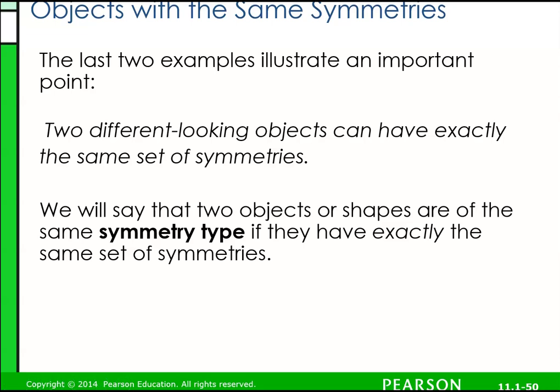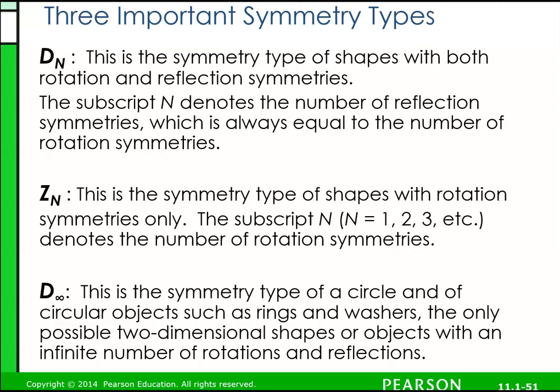The last 2 examples illustrate an important point. 2 different looking objects can have exactly the same set of symmetries. We will say that 2 objects or shapes are of the same symmetry type if they have exactly the same set of symmetries. Here are the symmetry types, and this is an important slide, how we actually designate those. D sub n is the symmetry type of shapes with both rotation and reflection symmetries. The subscript n denotes the number of reflection symmetries, which is always equal to the number of rotational symmetries. So we would say in our last 2 examples that we had D sub 4.